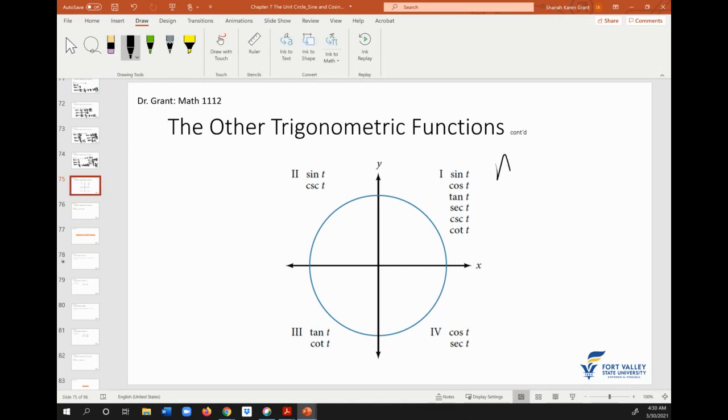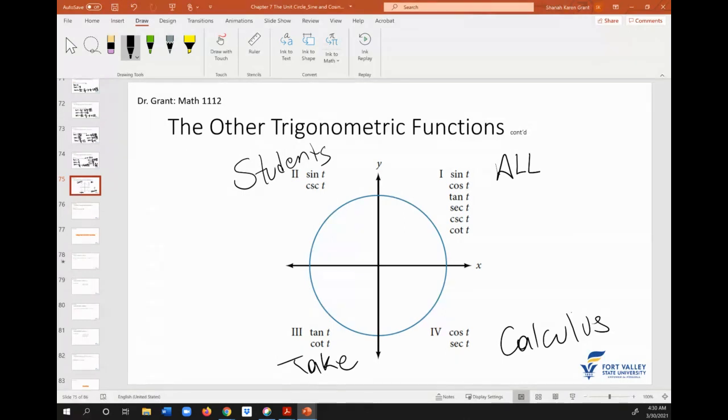And we have an acronym, All Students Take Calculus. This is not true, right? But students for sine, take for tan, and calculus for cosine.